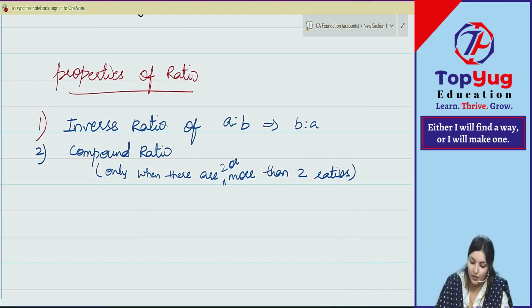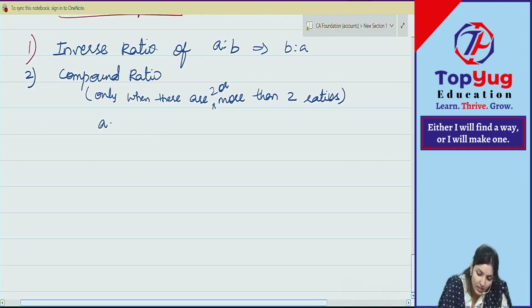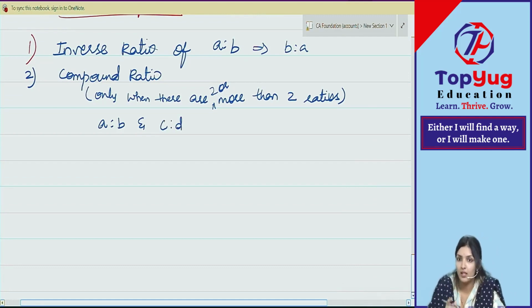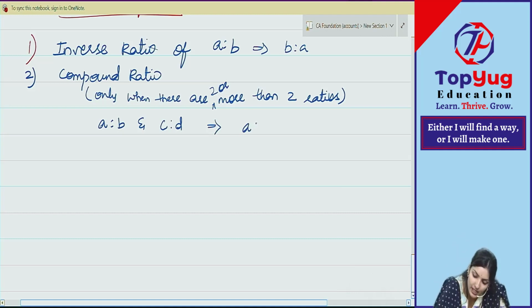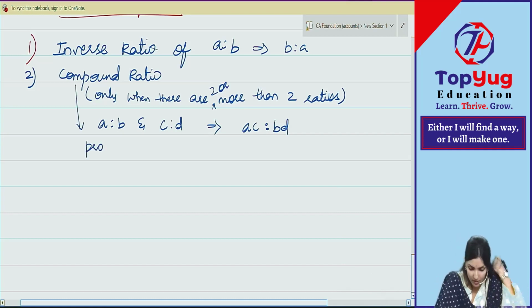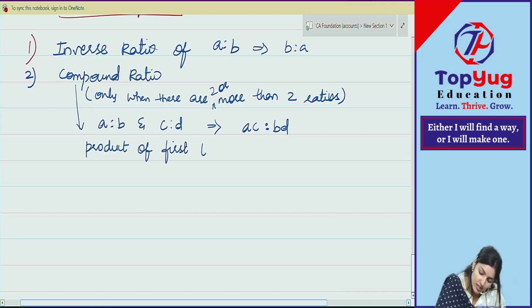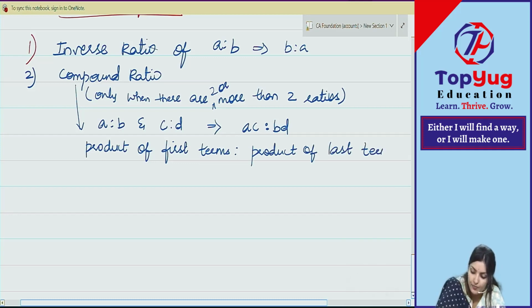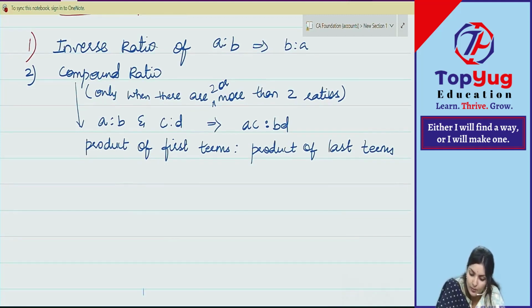An example I would like to give you. Suppose we have A is to B and C is to D. Compound ratio would be AC is to BD. If I want to put it in technical terms, what is compound ratio? Product of first terms is to product of last terms.